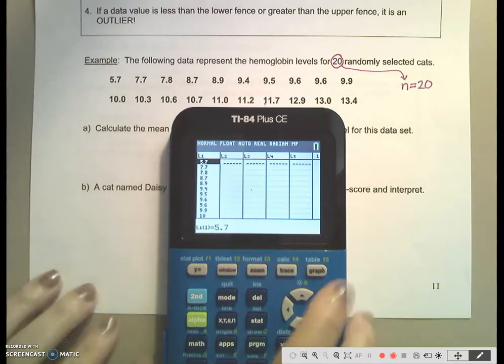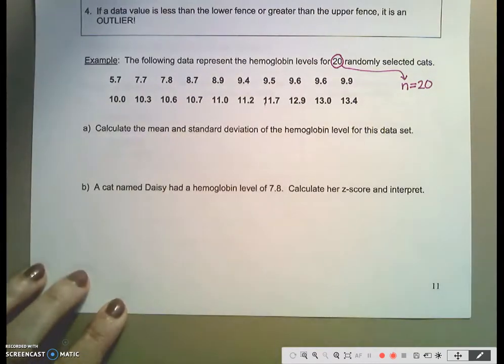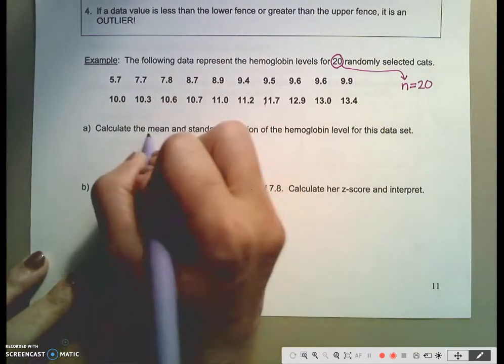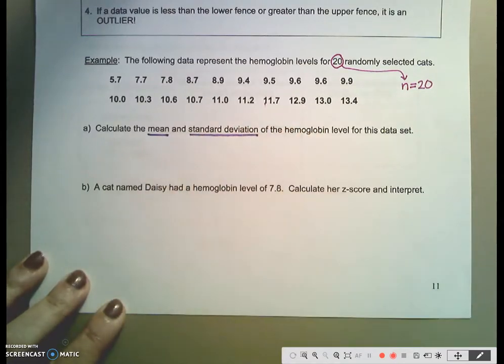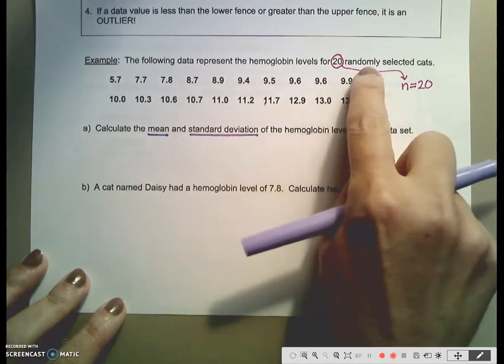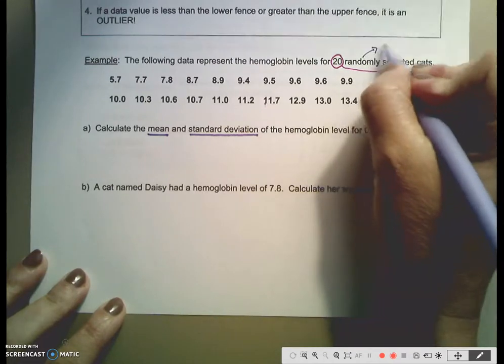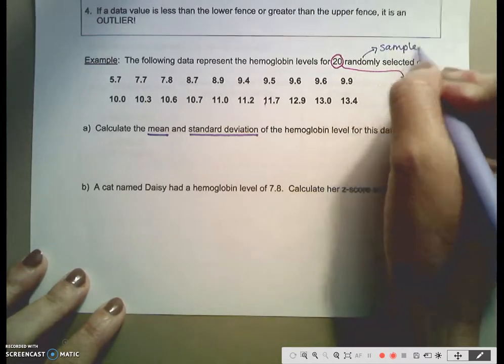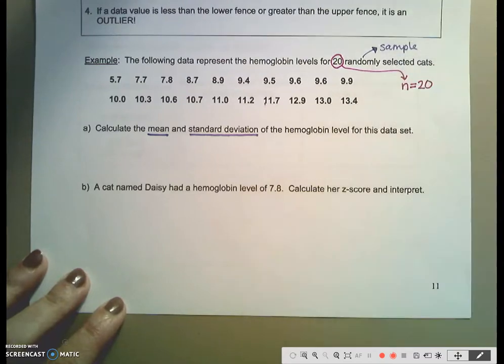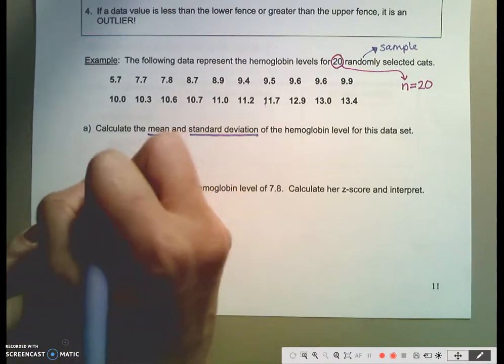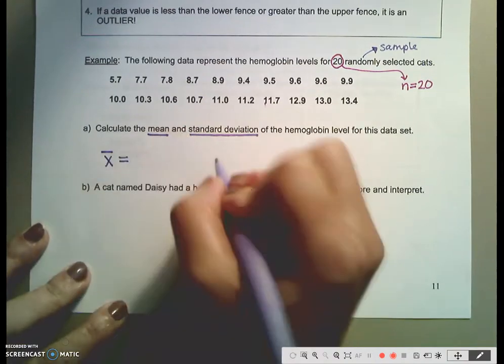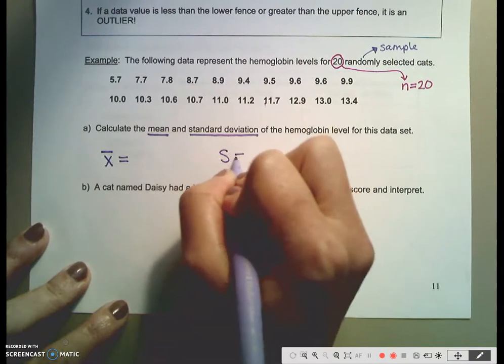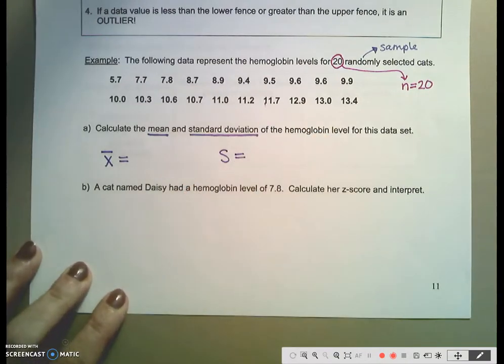And the first thing we're going to do is calculate the mean, and calculate the standard deviation. And we want to make sure we use the right notation. So we have to decide, is this a population or is this a sample? And because it says 20 randomly selected, this is a sample. I mean, you know there's more than 20 cats in the world, right? So this is a sample. So the mean is going to be x bar, and the standard deviation is going to be s, because that's a notation that we use for samples.